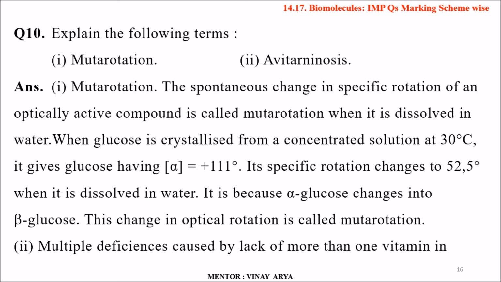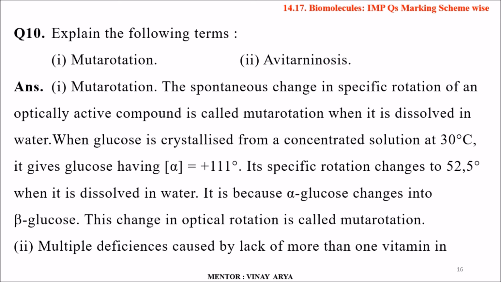Question number 10. Explain the following terms: mutarotation and avitaminosis. Mutarotation, the answer to it is: the spontaneous change in specific rotation of an optically active compound is called mutarotation when it is dissolved in water.